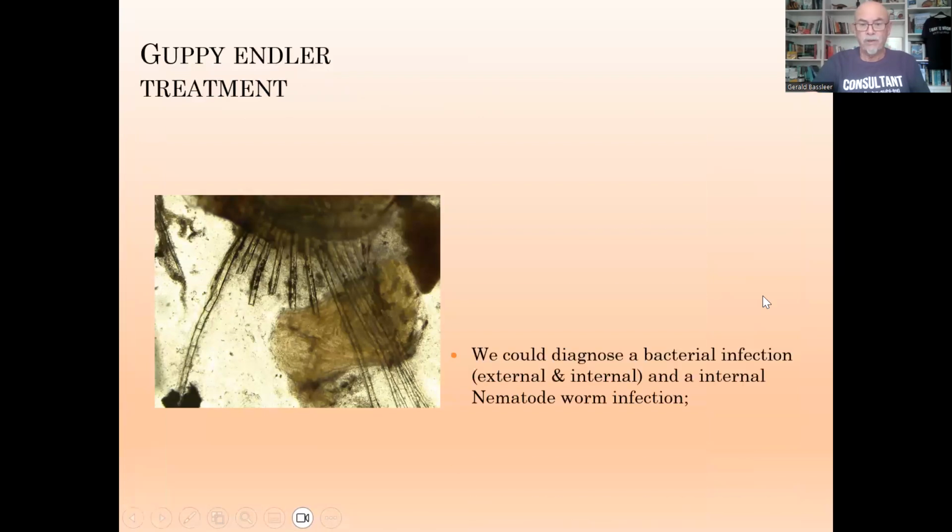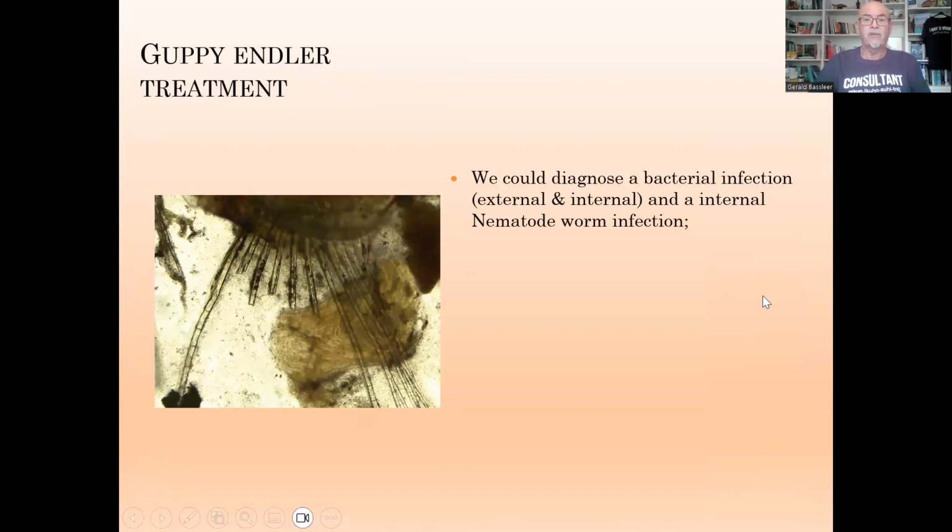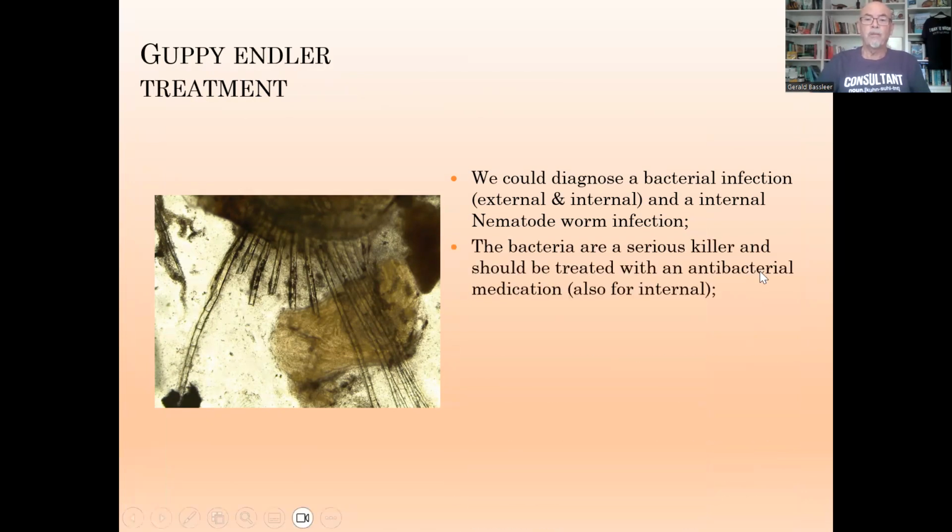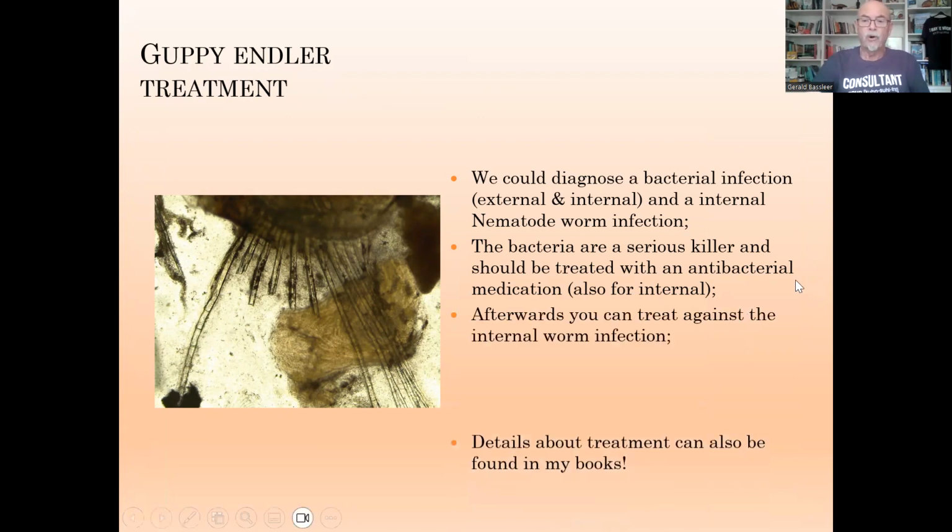Of course, you have to treat the bacterial infection. That is important, external and internal. And at the same time, you have to treat the nematode worm infection. And the bacteria are a serious killer. Much faster it will destroy the fish than the nematode will do. So the first thing you must think about is using an antibacterial medication. And afterwards, you can treat against the internal worm infection.